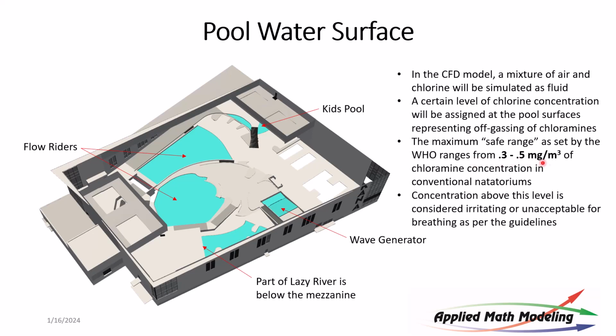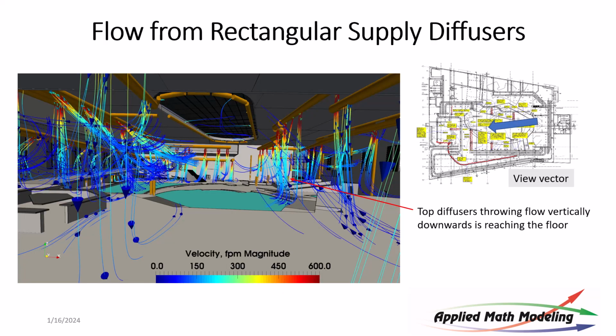Now the WHO has a range for this. They're looking for this range to be between 0.3 and 0.5 micrograms per cubic meter of chloramine concentration in these areas. So we built models for this and we're able to predict it. The way you do that is to take the CAD model to begin with, which was provided to us by our partner in this project, and to look at all of the diffusers and model all of the diffusers.